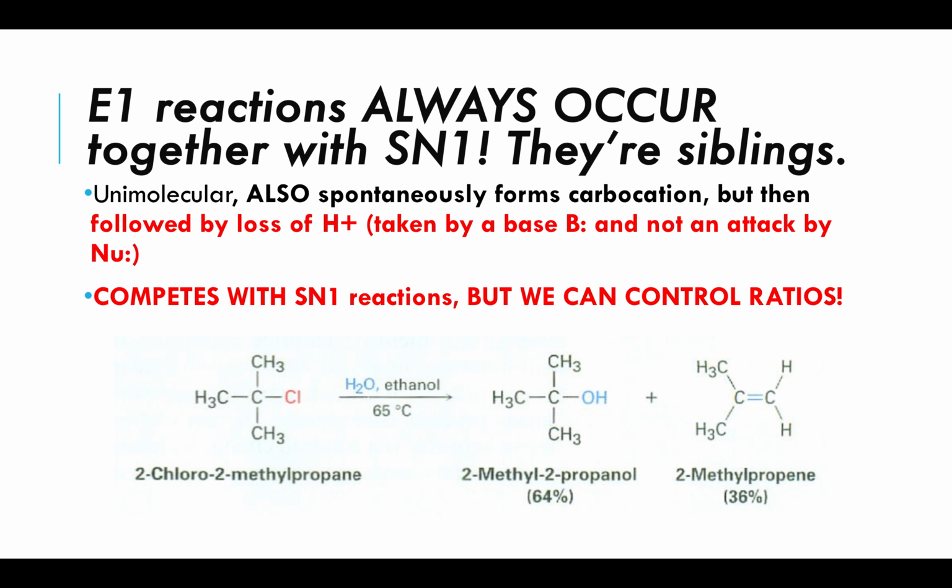Now, sir, what if we used a strong base instead? If you use a strong base, even with SN1 conditions, yes, E2 immediately takes over. So E2 is a very, very common and very aggressive mechanism. Okay, so E1 always occurs with the same conditions that SN1 has.